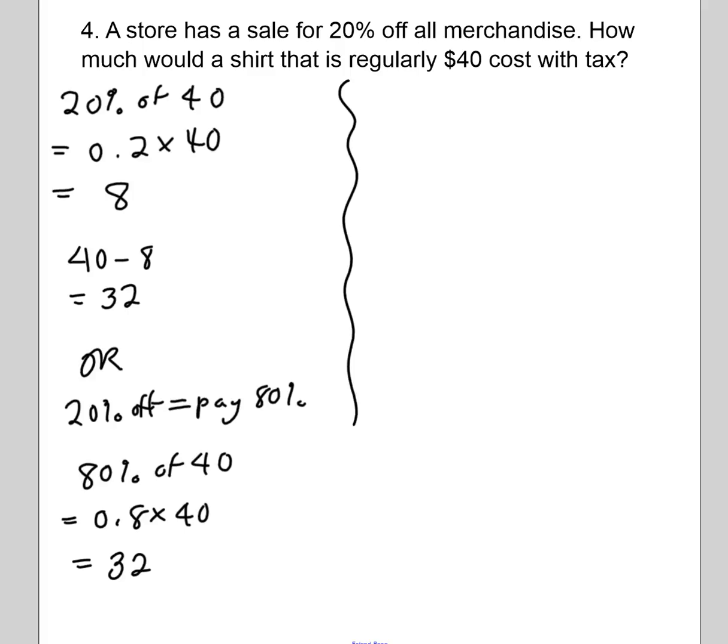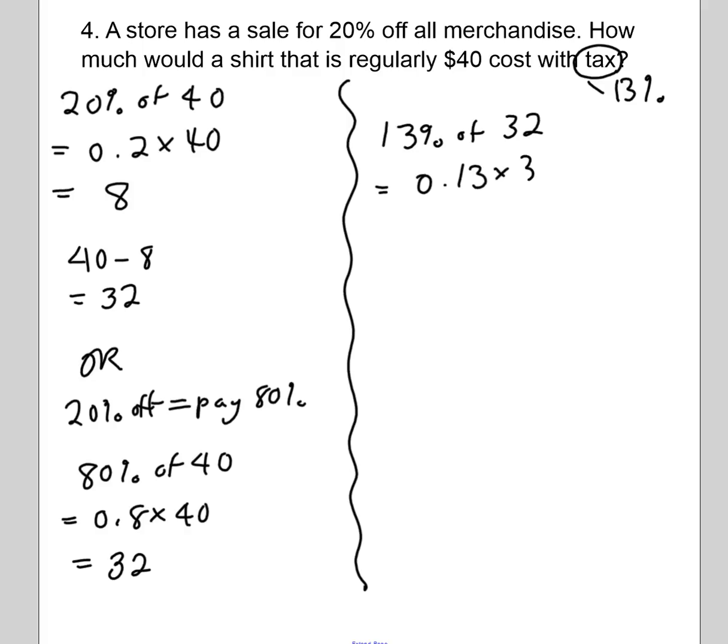Now, it asked us to calculate it with tax. So remember from last year in Ontario, tax is 13%. It's 13% of the amount that you pay. So it's not 13% of the regular price, it's 13% of the sale price. So you can find 13% of the $32 that you're paying, turn it into a decimal, and multiply. And again, because we're dealing with money, we're going to round it to 2 decimal places. This one actually just worked out, but sometimes it won't, and you'll want to round to 2 decimal places.